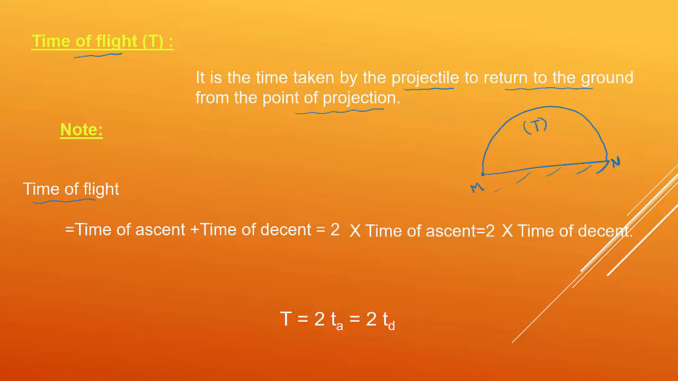Now, time of flight is always equal to time of ascent plus time of descent, because time of ascent is M to O, and time of descent is O to N. Time of ascent plus time of descent gives total time, that is time of flight. Or you can write 2 times of ascent, or 2 times of descent, because time of ascent and time of descent are both equal here. So time of flight is equal to the sum of time of ascent and time of descent, or 2 times of ascent or 2 times of descent. Time of flight equals 2 TA or 2 TD. This is about time of flight.